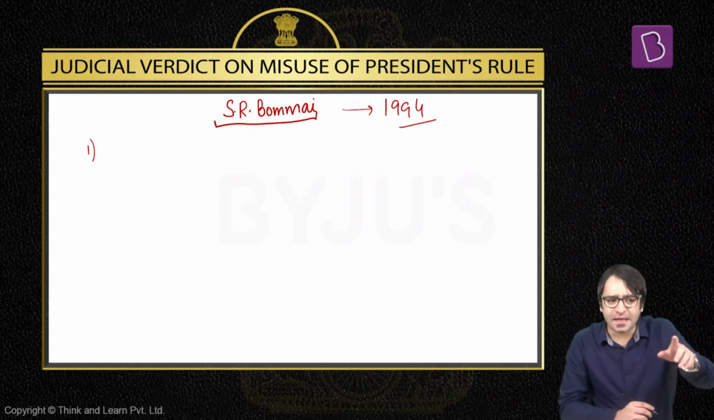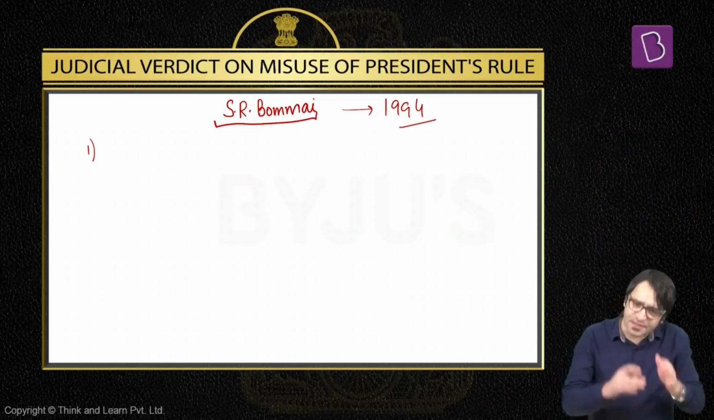The first thing that the Supreme Court said was that the government in Madhya Pradesh was dismissed and President's rule was imposed in Madhya Pradesh. Why? Because the government failed to control the riots. This is justified. And this is a fifth case of President's rule. Why?